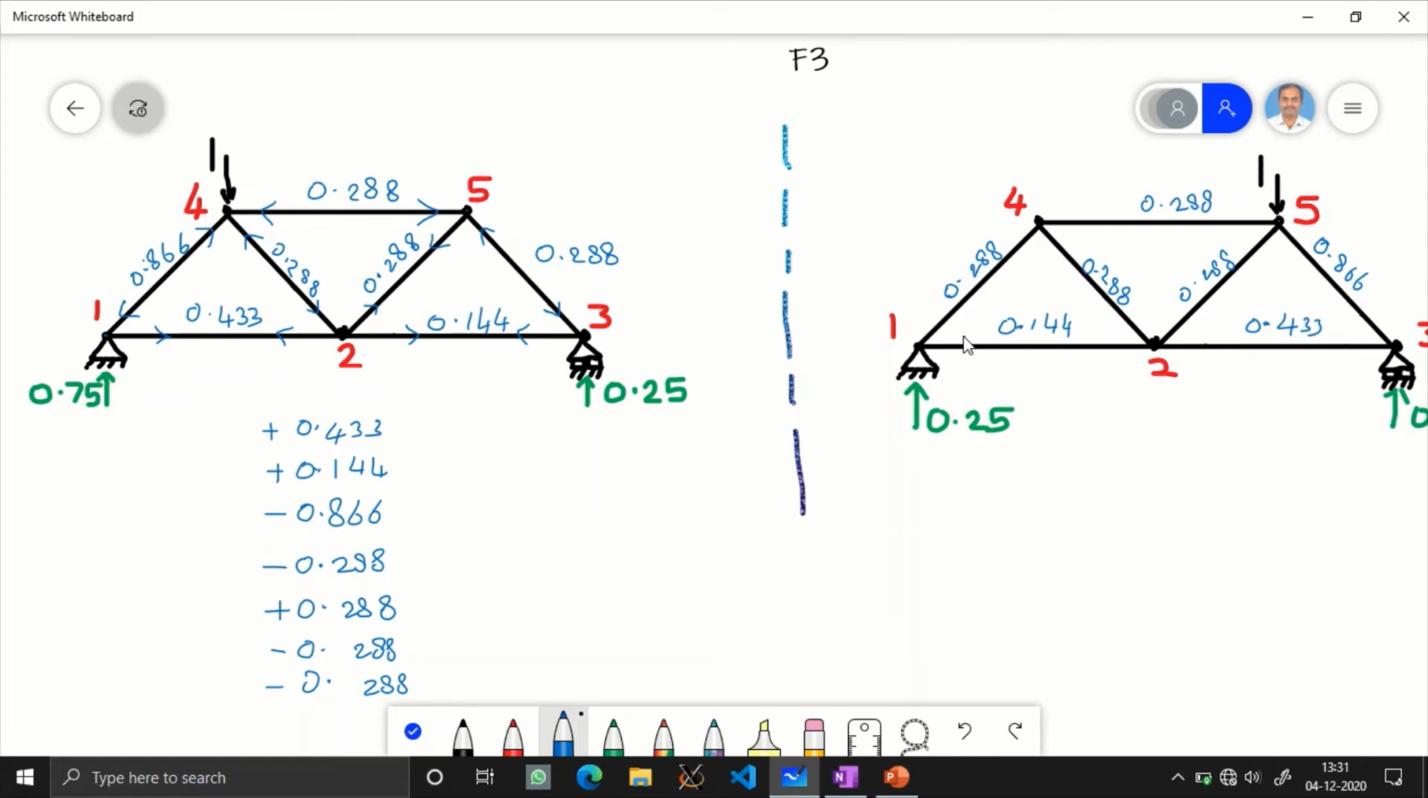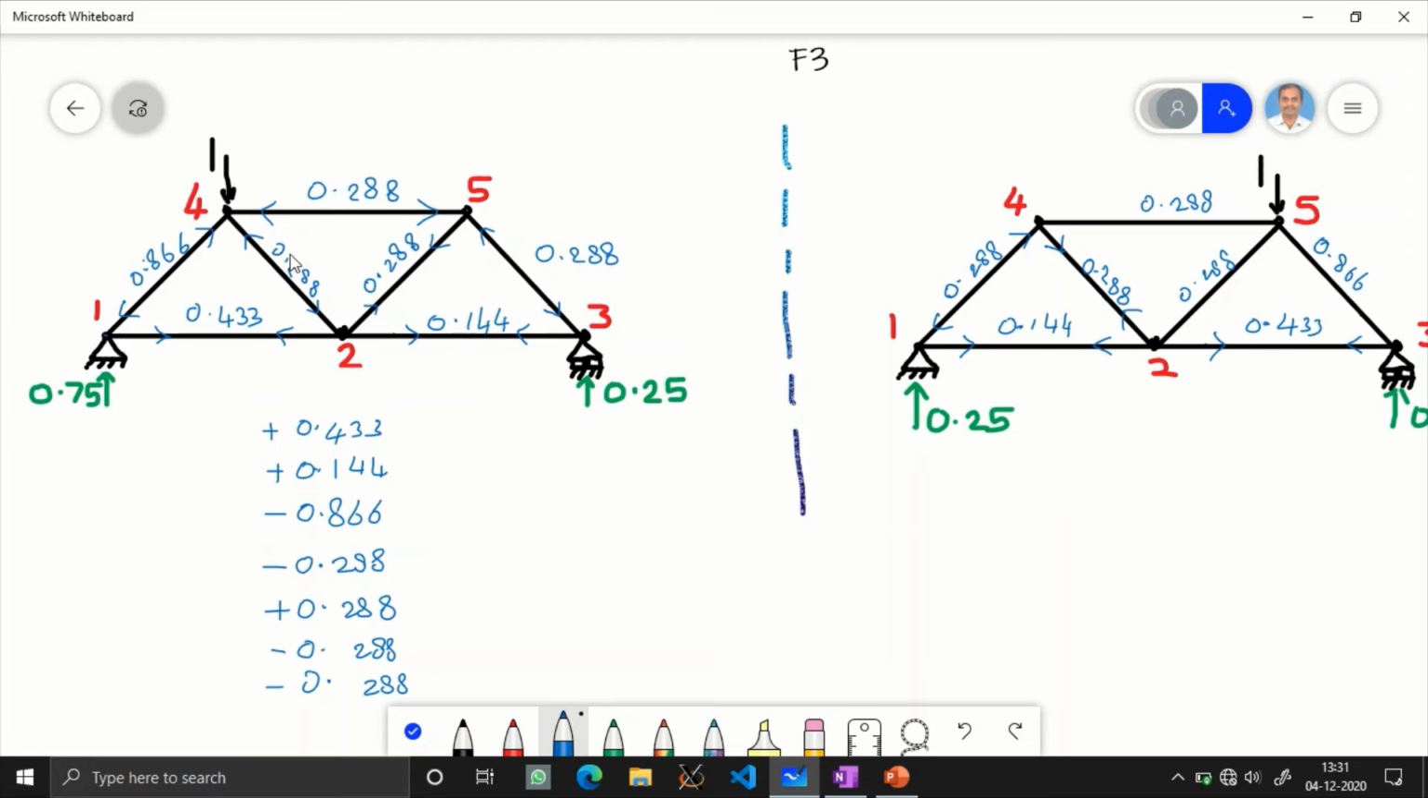0.144 is acting away from joint, so this is away from joint. 0.433 away from joint, so this will be away from the joint. Here this 0.288 towards joint, this will act towards joint, and this 0.288 is acting away from joint, so here it will be away from the joint.